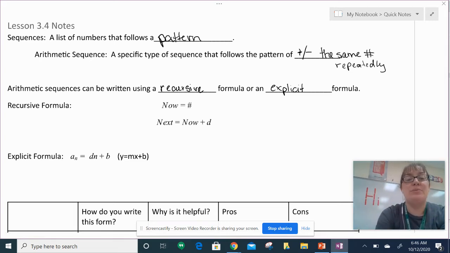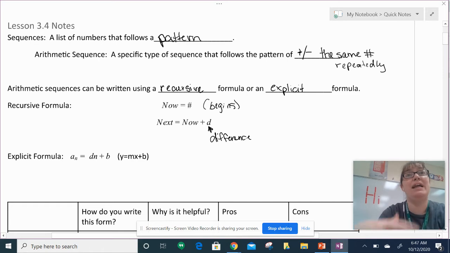So a recursive formula is going to look like this. It's going to tell you a sub 1 equals a number. That tells you where the sequence begins, so the number we use is the first number in the sequence. And then it's going to say that to get the next term, you take the now term and add d. That d stands for the common difference, the thing that we're doing over and over again.